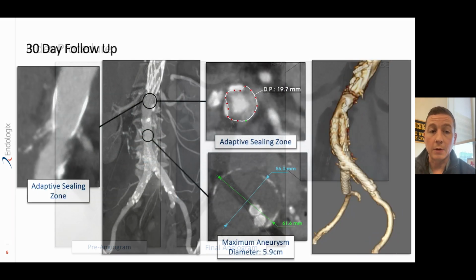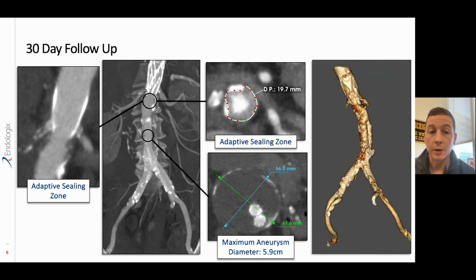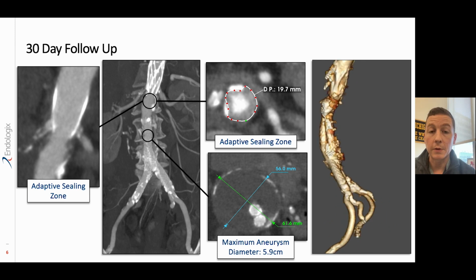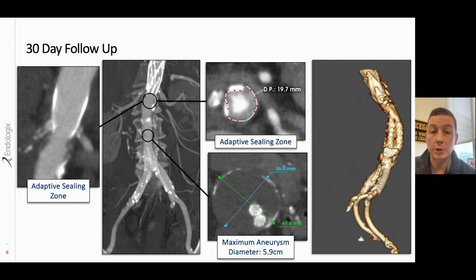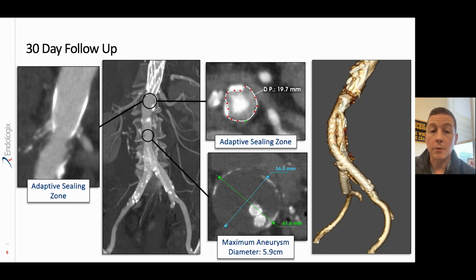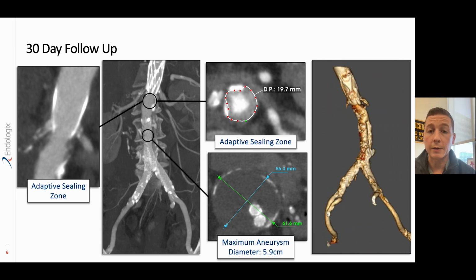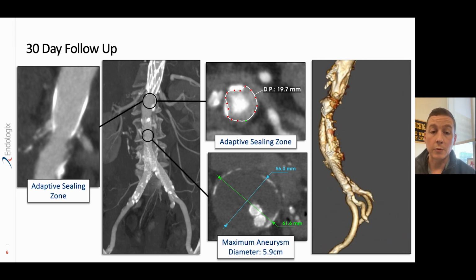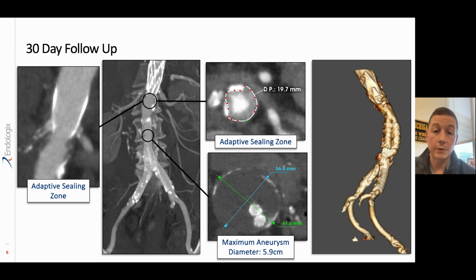At our 30-day follow-up, we found that there was, again, good seal in the proximal portion, that it molded itself quite nicely to this area of calcification that you can see on the anterior and right portion of the juxtarenal aorta, and that within the aneurysm sac itself, there was a very small type 2 endoleak that we elected to continue watching, but that there was no evidence of a type 3, and that the aneurysm had been largely excluded.